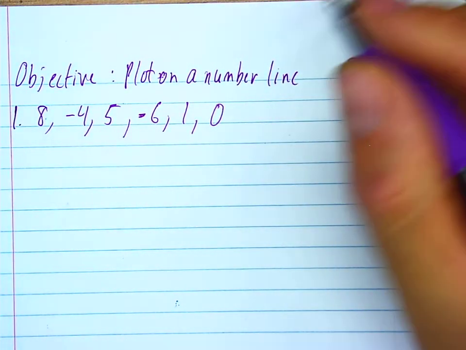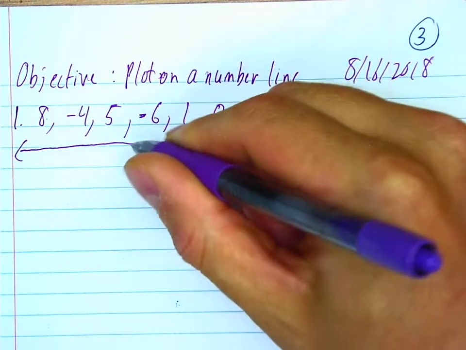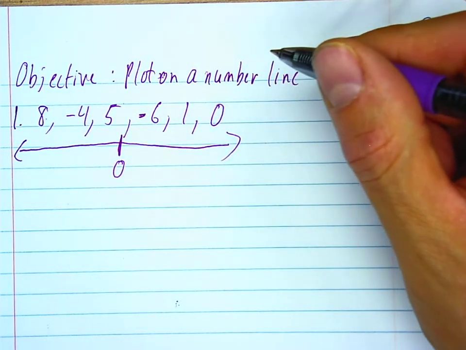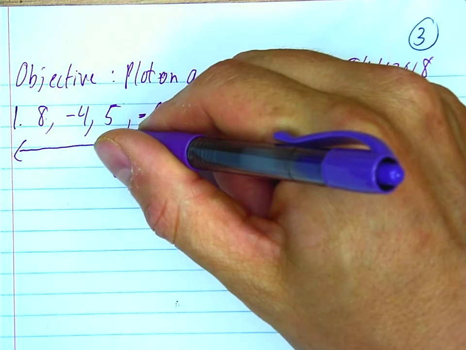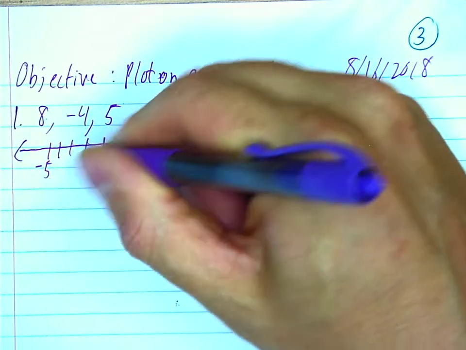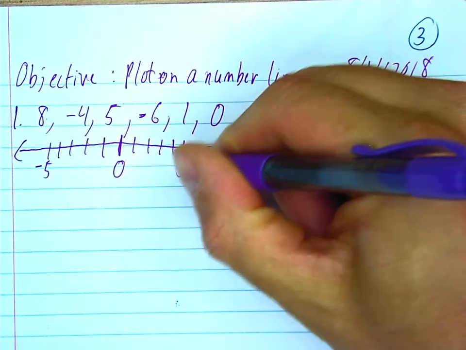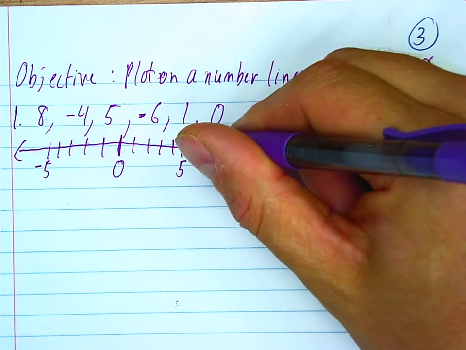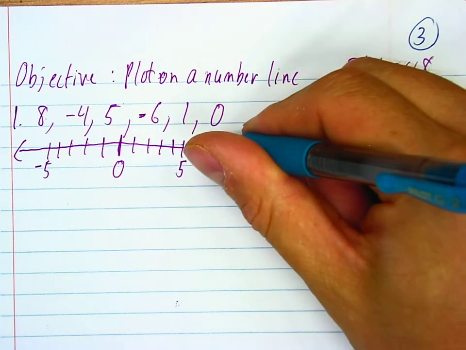So to plot these 6 numbers, we would just draw a number line. Because I have 0, I'll put 0 in the middle. Now I can either label every 5th tick mark or every single tick mark. So I'll label every 5th tick mark. So there's -5, left 5 from 0. Here's +5, right 5 from 0. So to get to 8, I would have to go 3 past +5. So there would be 8.